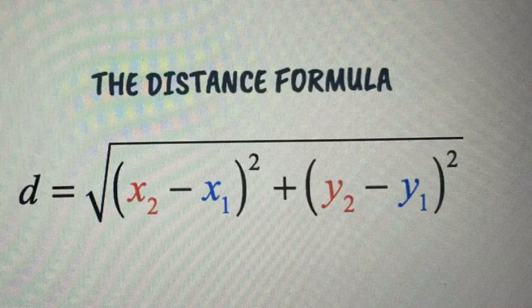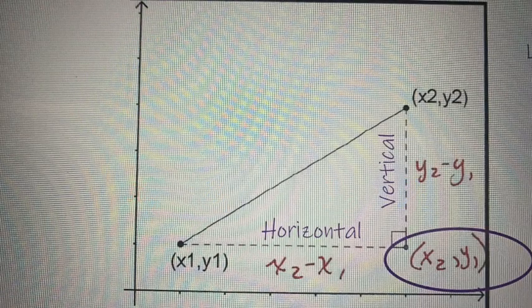Okay, so there's an easier way. It's called the distance formula. The distance formula is equal to the square root of (x sub 2 minus x sub 1) quantity squared plus (y sub 2 minus y sub 1) quantity squared. Let's look at why this works.